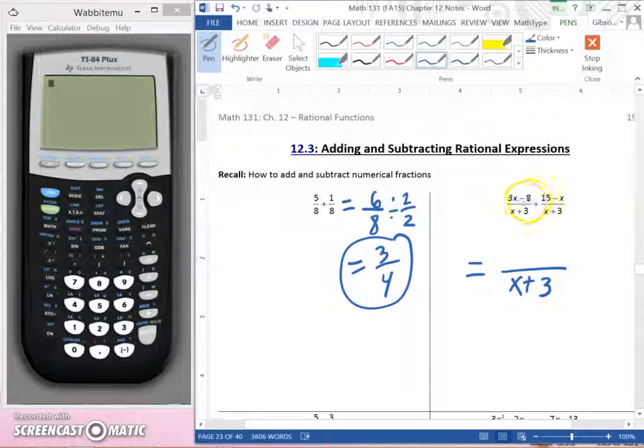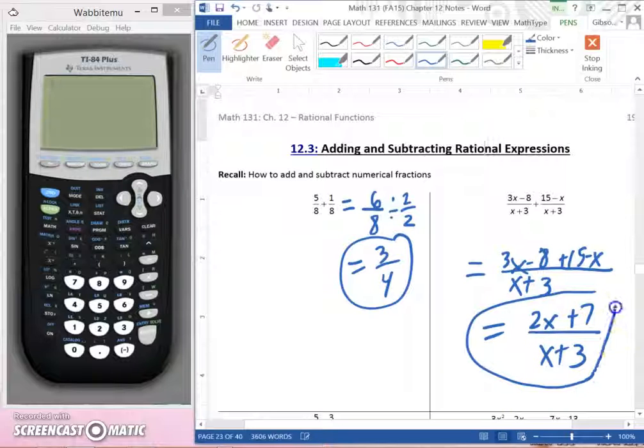Now, since we have the numerator of this fraction plus the numerator of this fraction, we could just combine like terms. But before we do that, let's just write everything out. We had 3x minus 8 plus 15 minus x. Now we will combine the like terms. 3x minus x is 2x, and negative 8 plus 15 will give us a positive 7. And that's all over x plus 3. And that is the final answer.